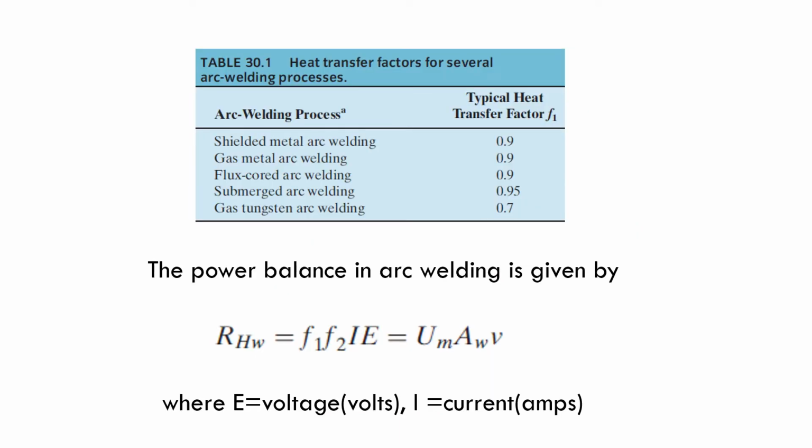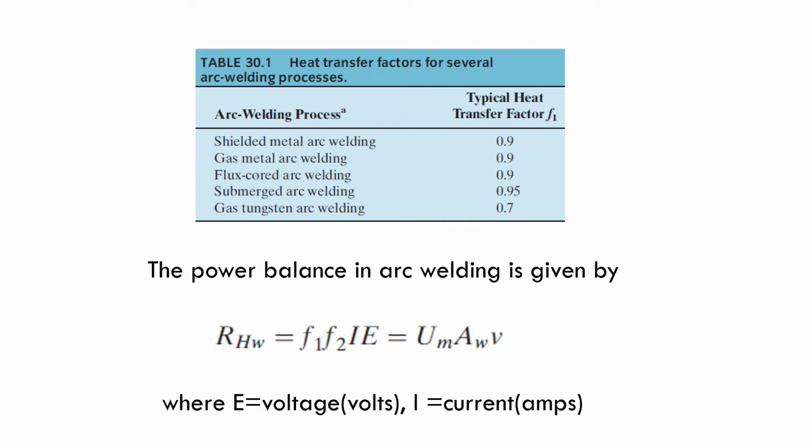Here is table 30.1, which shows typical heat transfer factors. For shielded metal arc welding it is around 0.9, gas metal arc welding 0.9, flux core arc welding also 0.9, submerged arc welding 0.95, and for gas tungsten arc welding it is the lowest, at 0.7.